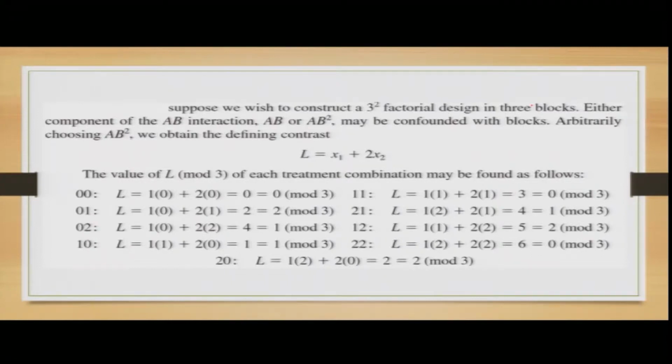The value of L, and now we are considering mod 3 of each treatment combination, can be as follows. It could be 0 0, that means both at their lowest level. 0 1 means the first is the lowest level, the second is the middle level. 0 2, the first is the lowest level and the second is the highest level. 1 0 means the first is the middle level and the second is the lowest level. 1 1 is where both are the middle level. 1 2 is where the first is at the middle level and the second is the highest level, and the combinations continue.